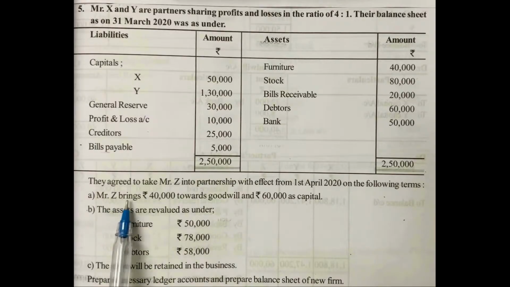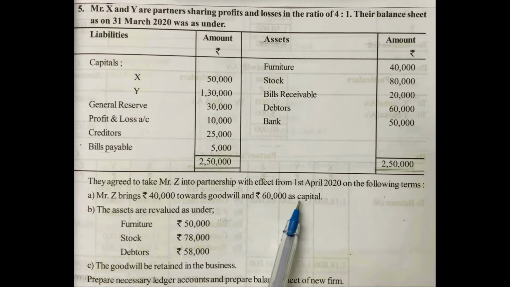A. Mr. Z brings 40,000 rupees towards goodwill and 60,000 as capital. B. The assets are revalued as under: furniture value 50,000 rupees, stock 78,000 rupees, debtors 58,000 rupees. C. The goodwill be retained in the business. Prepare necessary ledger accounts and prepare the balance sheet of the new firm.